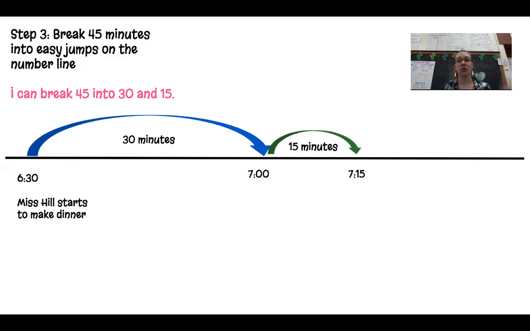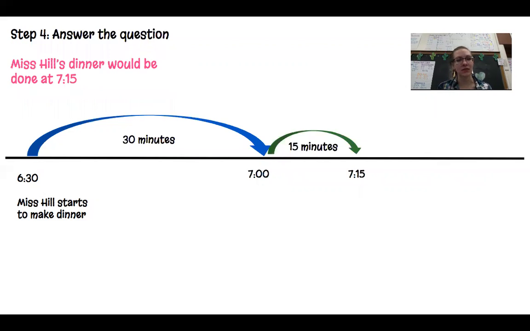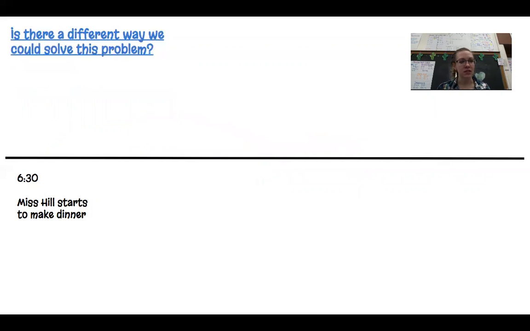I can break this into 30 minutes and 15 because those are really easy times on a clock. We just talked about that today. So that's what I did. When I make my jump of 30 minutes, I get to 7 o'clock, 15 more minutes is 7:15. So the answer would be my dinner's done at 7:15.